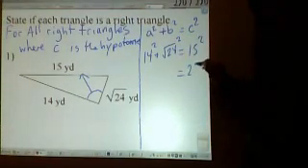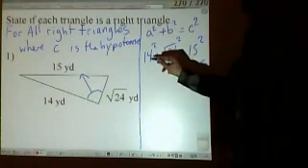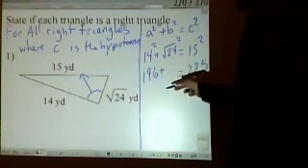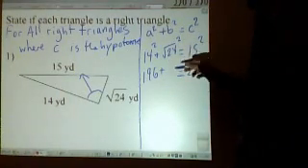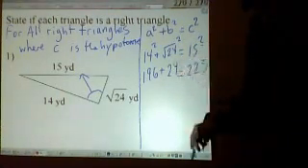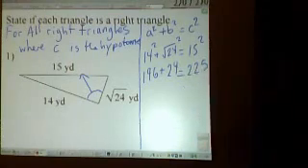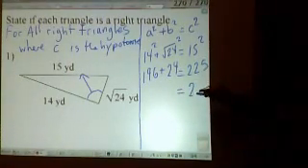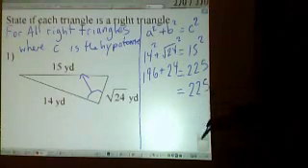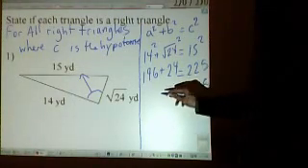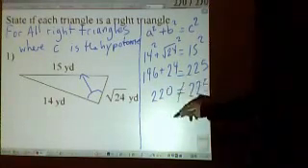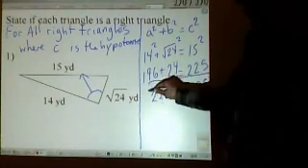So 15 squared is 225. 14 squared is 196. And square root of 24 squared is just 24. So if I add these up, do I end up with 225? Well, here I got 225, but adding 4, what do I get over here? Oh, I only end up with 220. So is that true? It's not true.